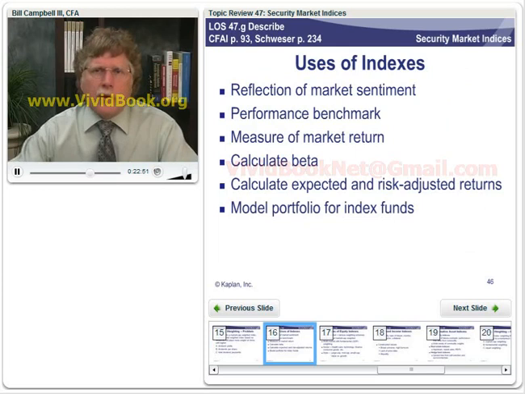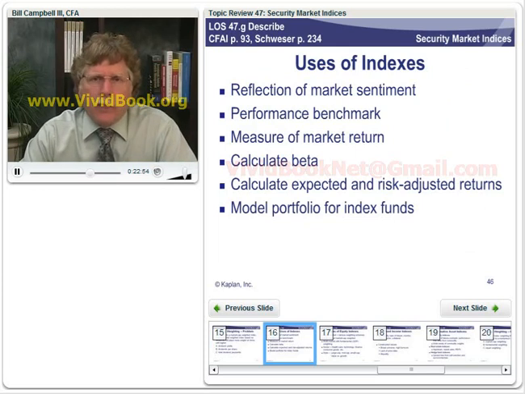What are some of the ways that we use indices? Well, one way is to gauge market sentiment. As the values of the stocks in the index go up or down, that gives you an idea of how the investing public thinks about that particular array of stocks. So if you have a segment index, it lets you know whether the investing public is in favor of that segment, prices are going up, or if the prices are going down, maybe that segment is out of favor.